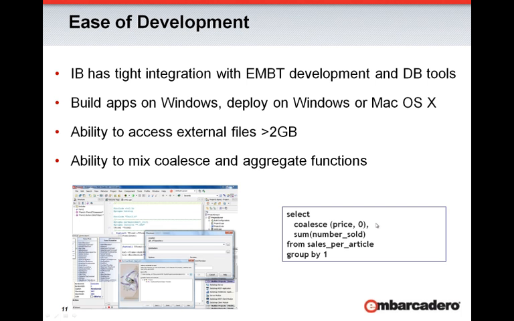So that's going to save myself some typing time by using the column number instead. So now with InterBase XE, I can have a SQL statement such as this: select coalesce(price, 0), sum(number sold) from sales per article group by 1. So that's also pretty cool.